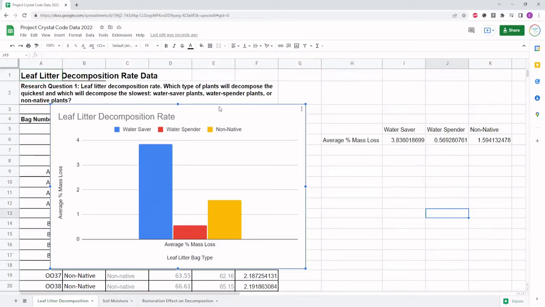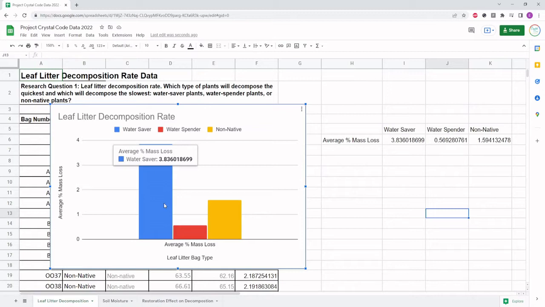So here we have the graph of leaf litter bag decomposition that we created earlier. We have a bar graph that shows what the average percent mass loss was for each leaf litter type, as you can see within these three bars. And the mean for one treatment, the water saver here, seems to be overall higher than the other two. So we think that overall, this type of leaf litter decomposes faster.